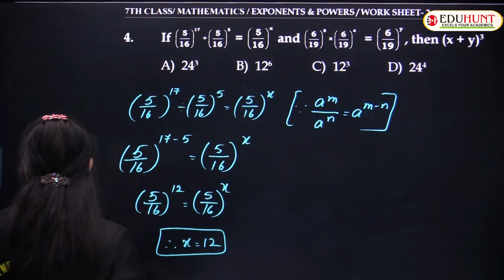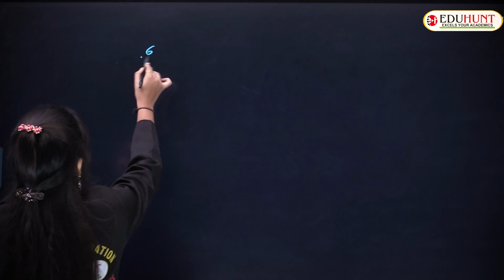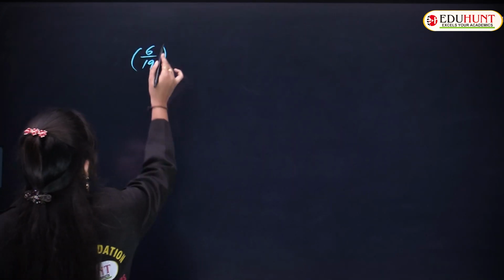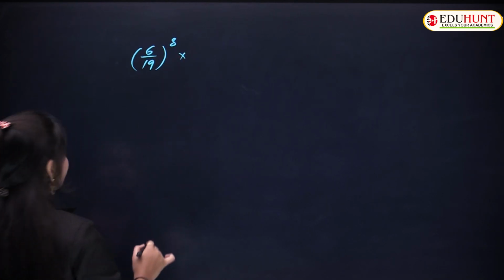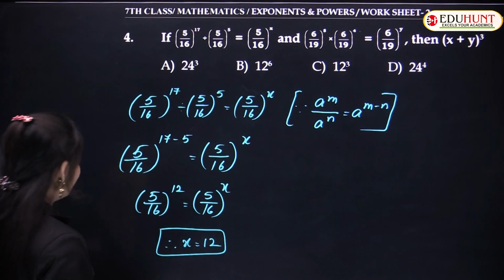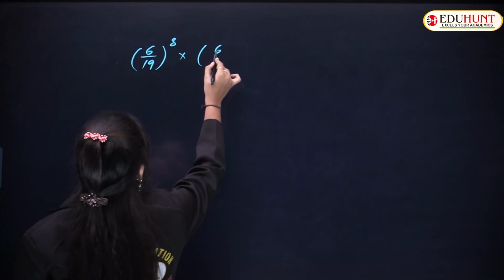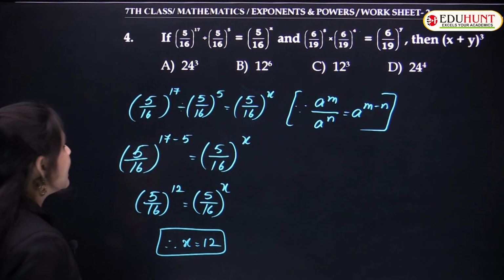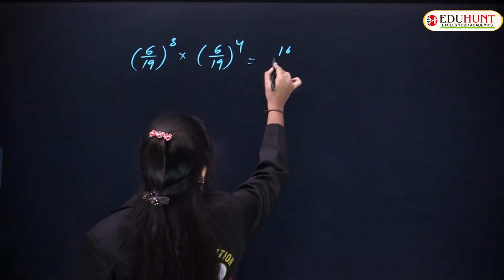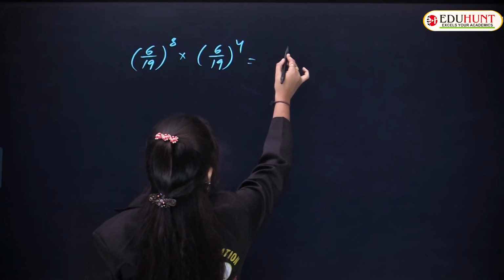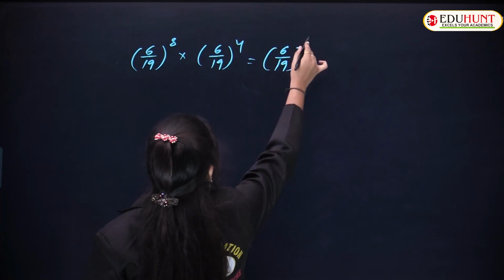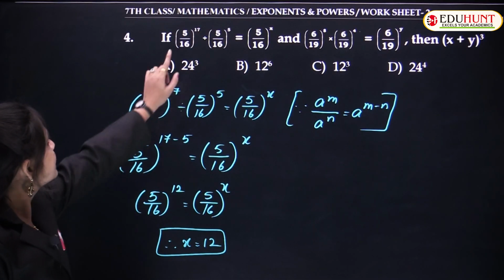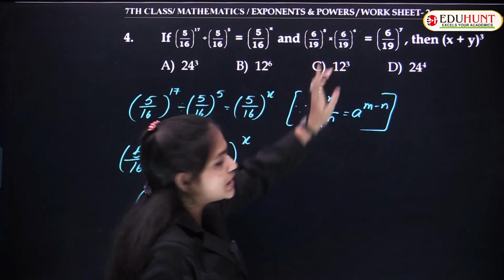Next, the y value we need to find out. 6 by 19 whole power 8 into the given 6 by 19 whole power 4, which is equal to 6 by 19 whole power y. Here we need to find the y value. Here in the first one division was given, and here multiplication is given.